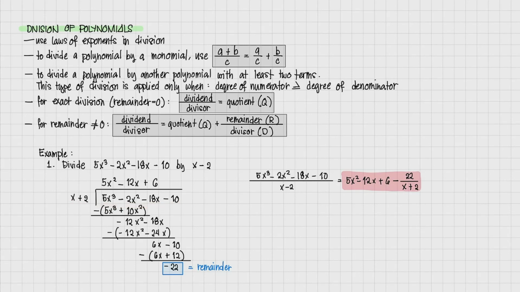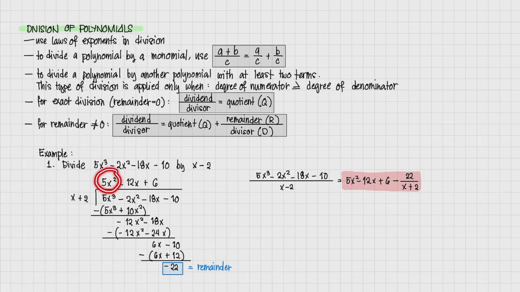So, here, what we're going to do, we're just going to divide the first term and then place it here on top. So I repeat, we divide here: 5x cubed divided by x is actually equal to 5x squared. And that's what we put here. So that's our 5x squared.